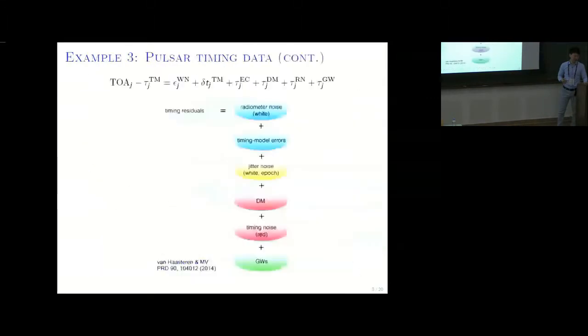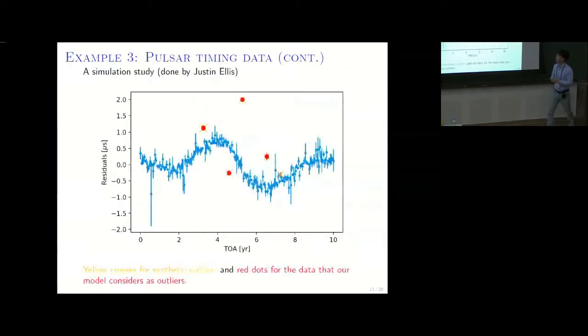So this is one of the tests he did. The blue dots are the simulated residuals, the time of arrival minus the timing model, and each dot has some uncertainties. The yellow crosses are the synthetic outliers he generated. And the red dots are the data points that our model considers as outliers, or the data points for which our model considers that T error is more appropriate than the Gaussian error model.